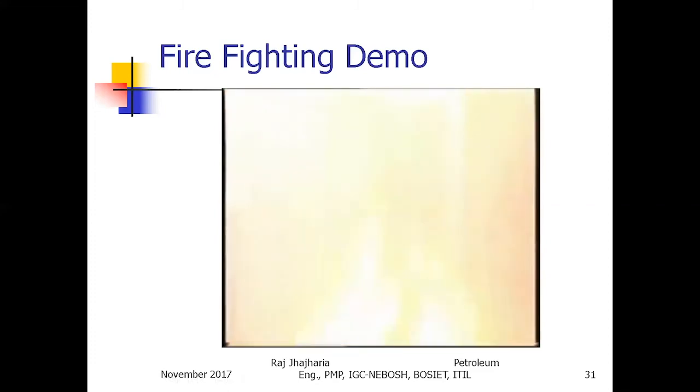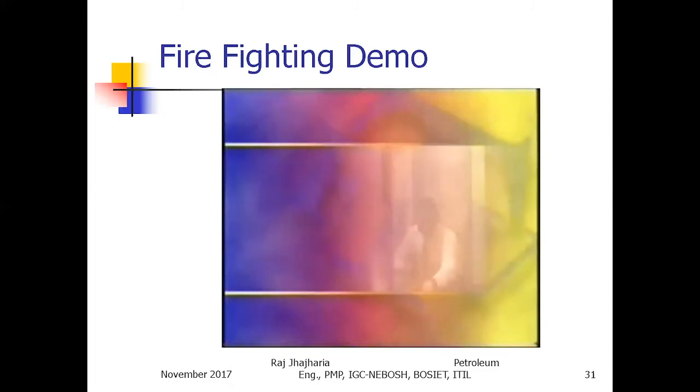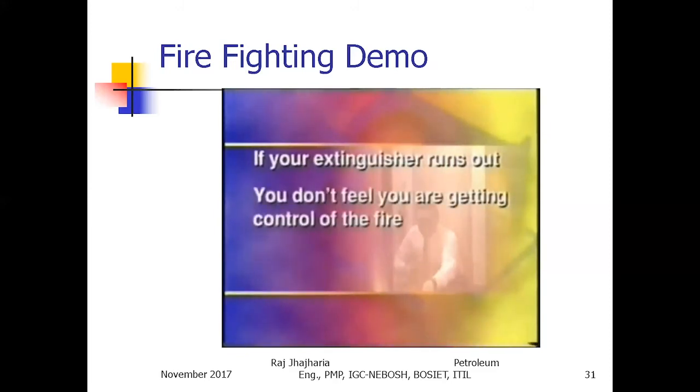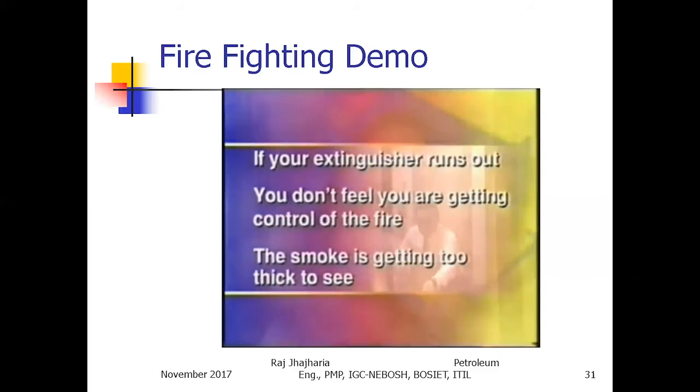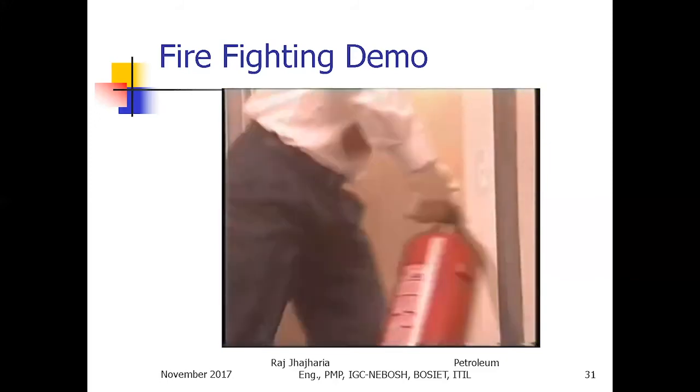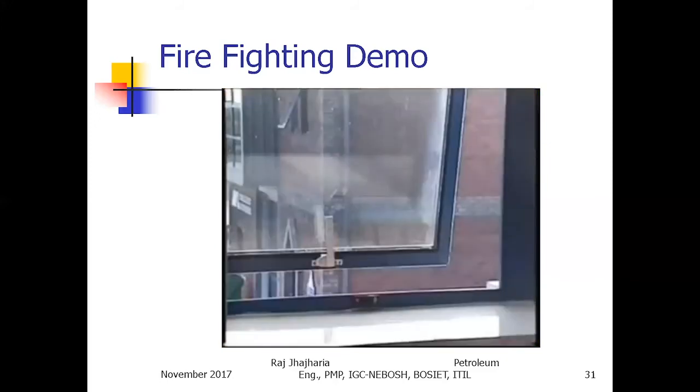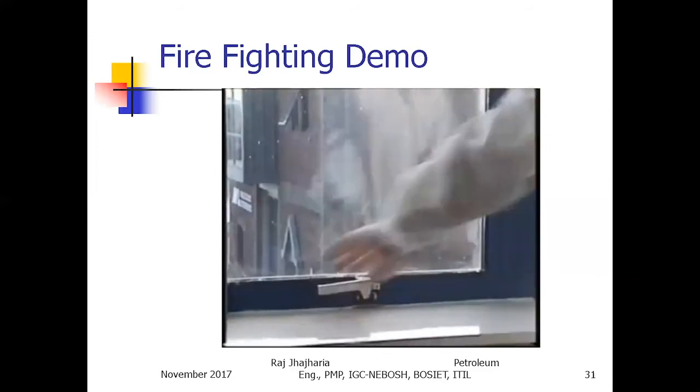When fighting a fire, it's important to make sure you keep as low as possible. Heat and smoke will build up very quickly, so make sure that you always have a way out directly behind you. If your extinguisher runs out, you don't feel that you're getting control of the fire, or the smoke is getting too thick to see, leave the area at once, making sure that doors and windows are closed as you go.